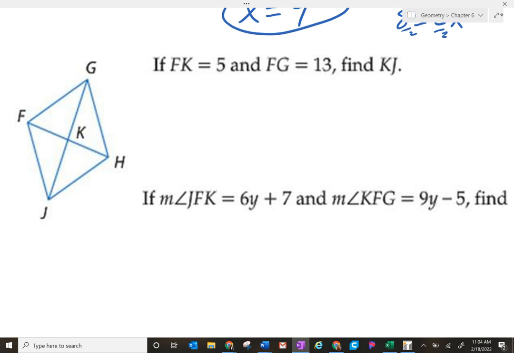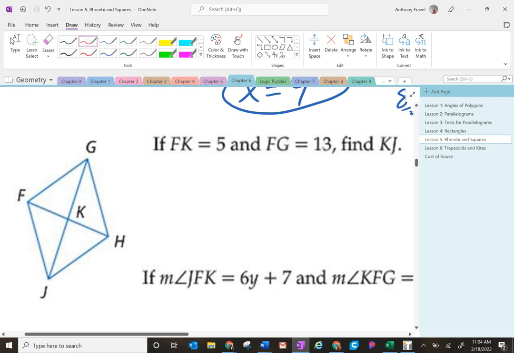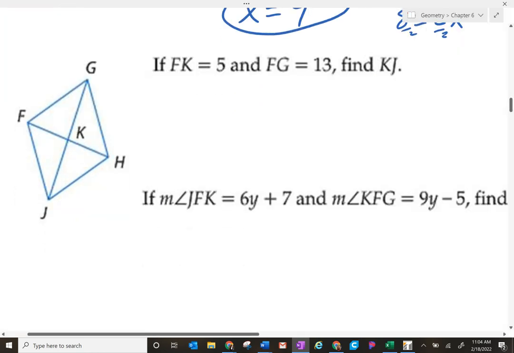Okay, I'm going to grab another pen. I'm not going on yet. Just letting you know why it looks different for a second. Okay, if I plug this information in here, it said that FK, the length of this line here, was 5. It told me that FG was 13, and it wants me to find KJ.